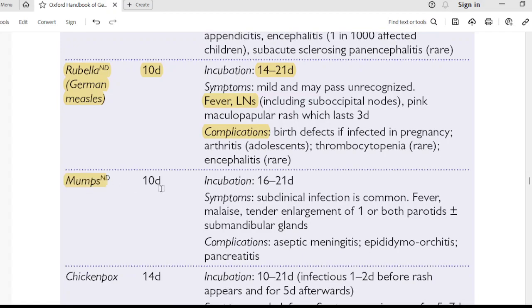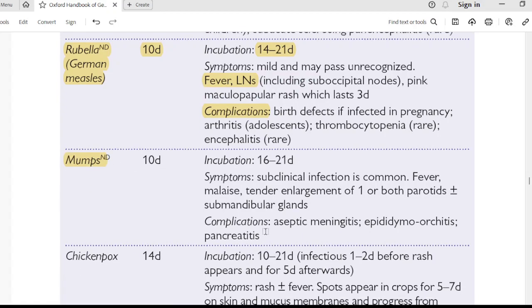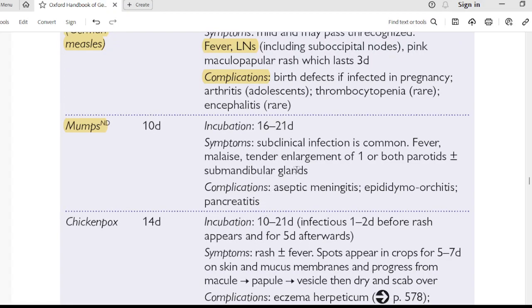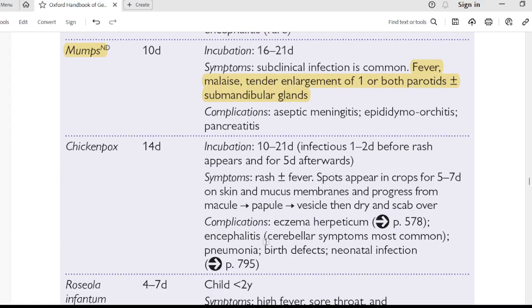Mumps, 10 days is the duration of illness. Incubation period is 16 to 21 days. Symptoms: subclinical infection is common. Fever, malaise, tender enlargement of one or both parotids plus submandibular glands. Complications: aseptic meningitis, epididymo-orchitis and pancreatitis. So treatment is again supportive.